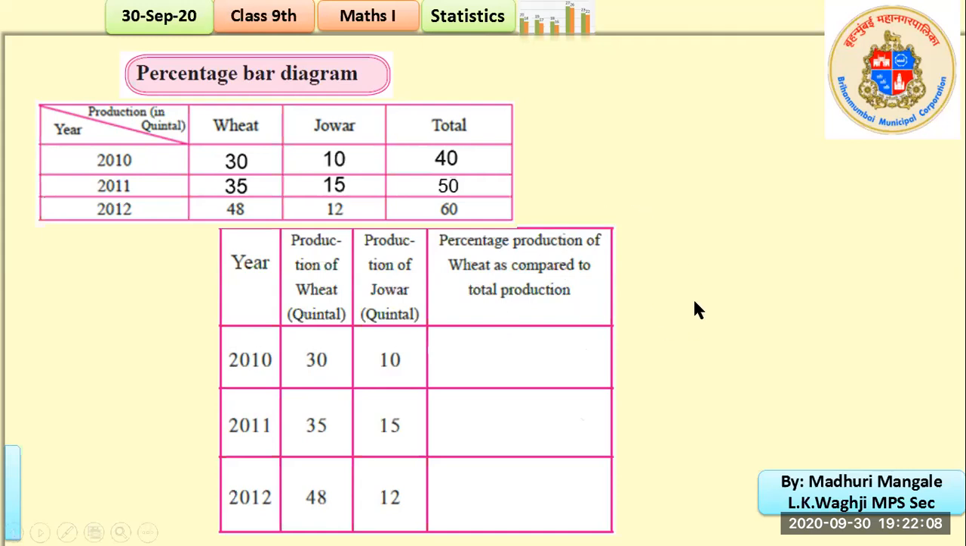Okay, students. So for this problem, I am going to find the percentage for wheat. You can also try it out for jawar. Once we find the percentage of wheat, we automatically find the percentage of jawar, because out of 100, if let's say 60% is wheat, then the remaining 40% will be jawar. So let us quickly begin on how to do the calculations for converting it to percentage form.